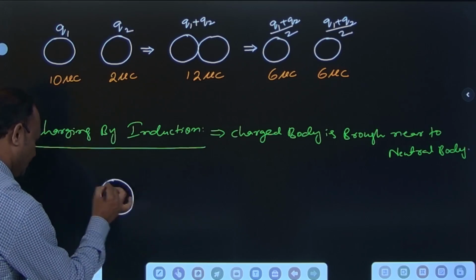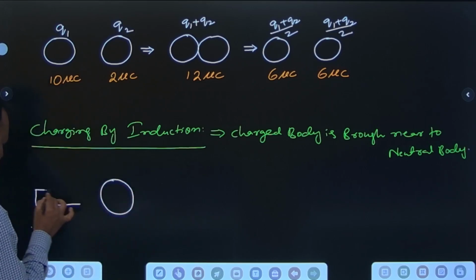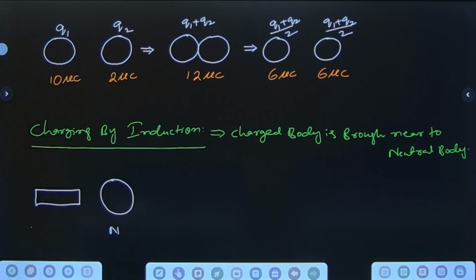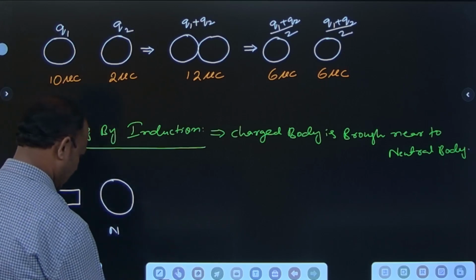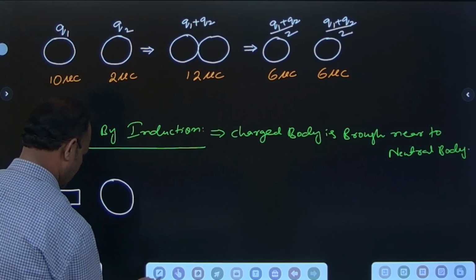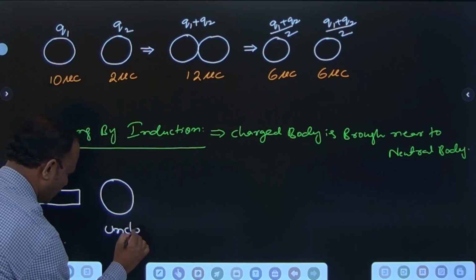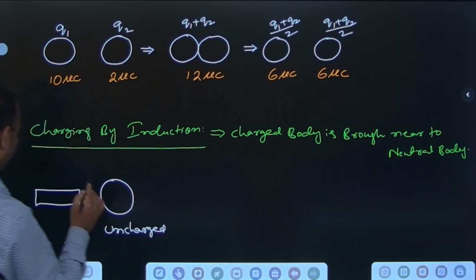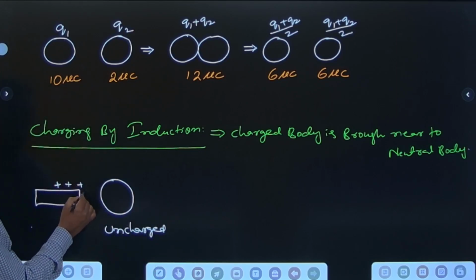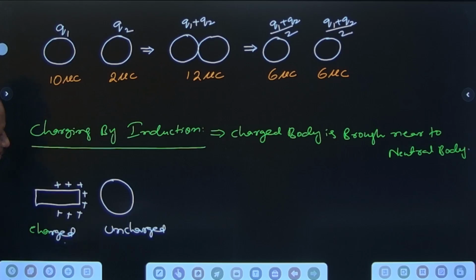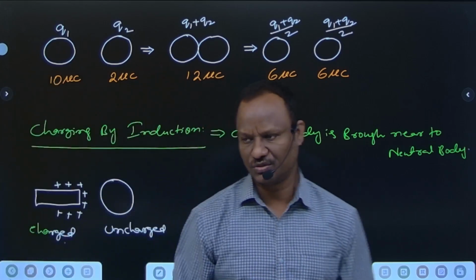This is the body. So here is what? Charged body. It's what? Neutral. First one you can say as a neutral body. Neutral body means what? It's an uncharged body, like this. Next one has a positive charge. Let it be a positive charge. So it's a charged one. Now come to the point from these two situations.